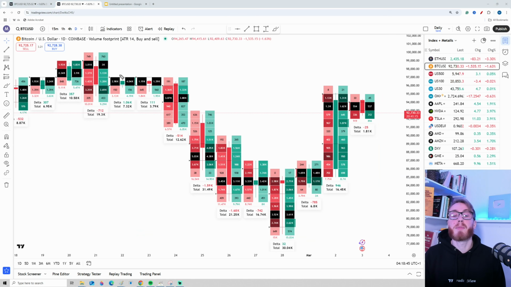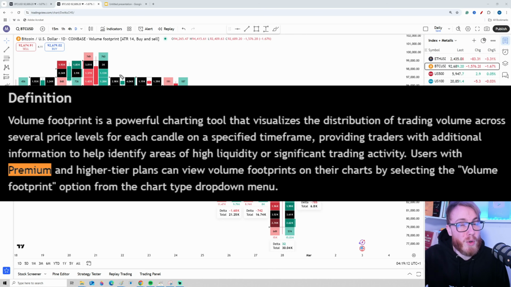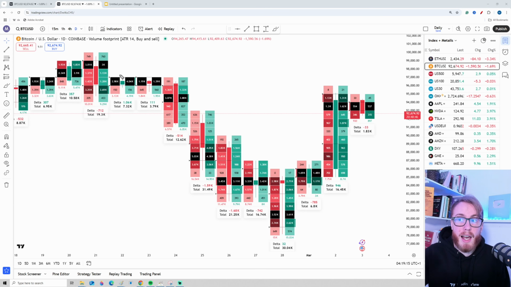Now, and this is very important, if you are not able to open up the volume footprint, it's probably because you have a TradingView plan that does not support the volume footprint chart. And as I'm recording this video, I think volume footprint is only available for TradingView Premium, or maybe it was Essential, but personally I'm using TradingView Premium.